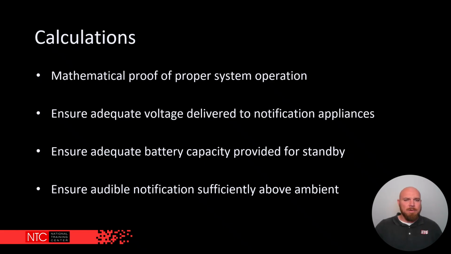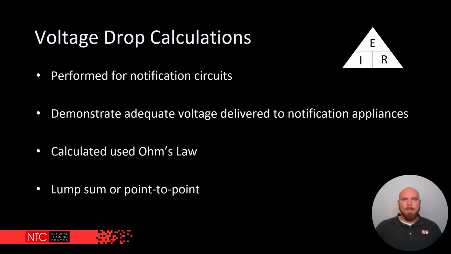Few things that we look at for those calculations that ensures that we've got the adequate voltage being delivered to all of our notification appliances. We also use some of these calculations to ensure that we have the adequate battery capacity provided for standby power. We also use some of these calculations to ensure audible notifications are going to be operating at a sufficient sound level above the average ambient sound level.